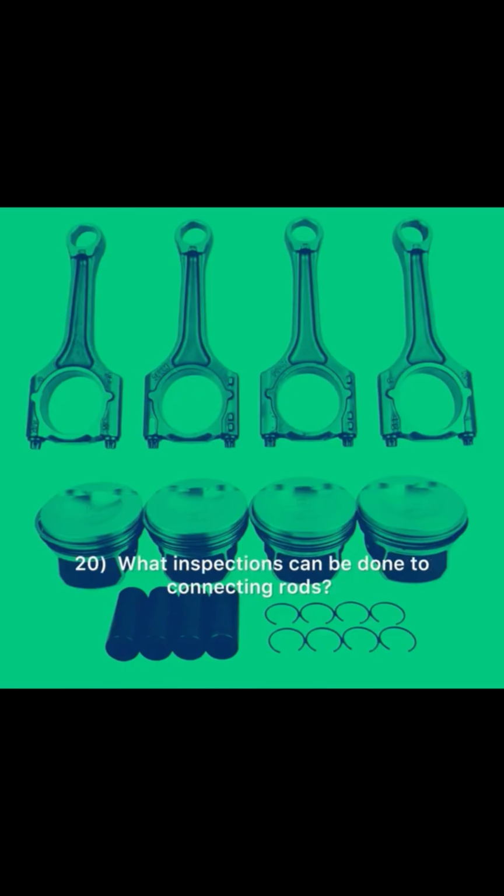20. What inspections can be done to connecting rods? Straightness, bore alignment. Cracks. Size, taper, out-of-round of bores. Bearing wear. Visual inspection, discoloration. 21. What types of reconditioning can be performed on connecting rods? Resizing big end bore. Replacing fasteners.